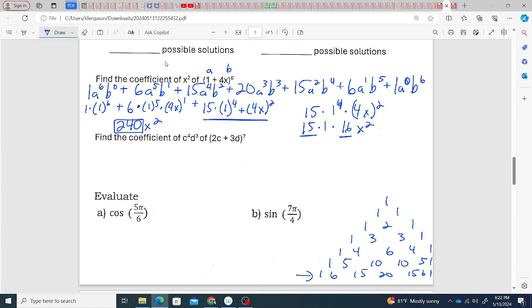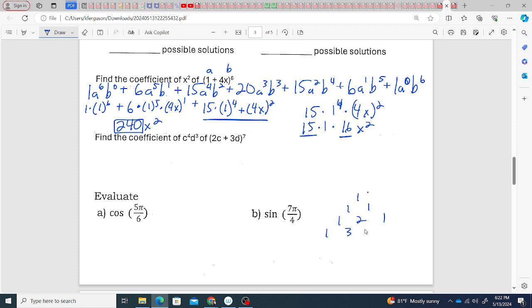I'm going to erase and rewrite this because I need the 7th. So let's do this real quick. So that's 1, 1 and 1, 1, 2, 1, 1, 3, 3, 1, 1, 4, 6, 4, 1, 1, 5, 10, 10, 5 and 1, 1, 6, 15, 20, 15, 6 and 1. Now the 7th, this is where I'm at. 1, 7, 21, 35, 35, 21, 7 and 1. So that's what I'm looking at.